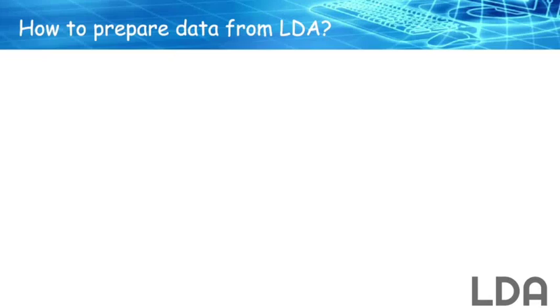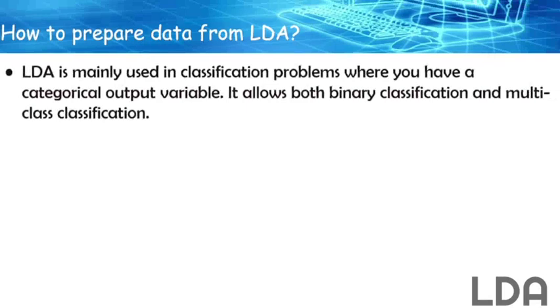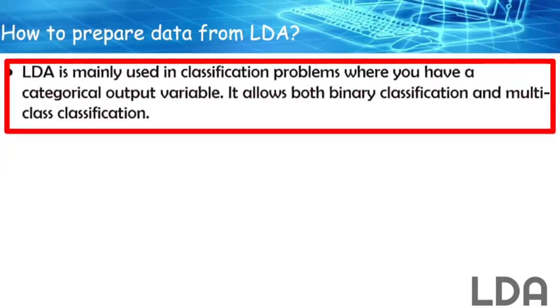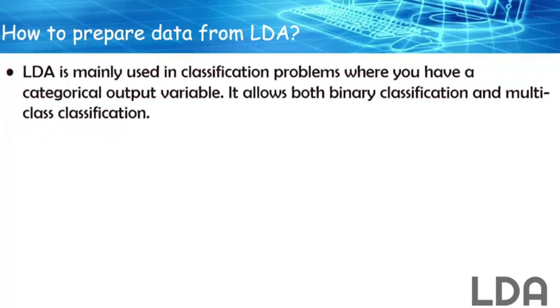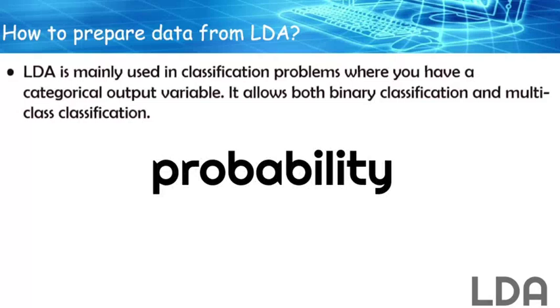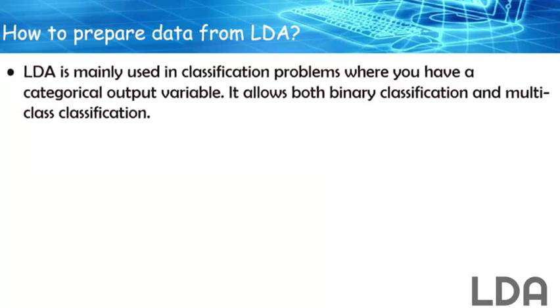Coming to how LDA prepares: LDA is mainly for classification problems where you have a categorical output variable. It allows both binary classification and multi-class classification. The LDA model uses Bayes theorem to estimate probability. Naive Bayes we have already seen, right? Bayes theorem, I hope everyone recalls: the probability of A given B is the probability of B given A times the probability of A, divided by the probability of B. Just go back and refresh if you are not familiar.